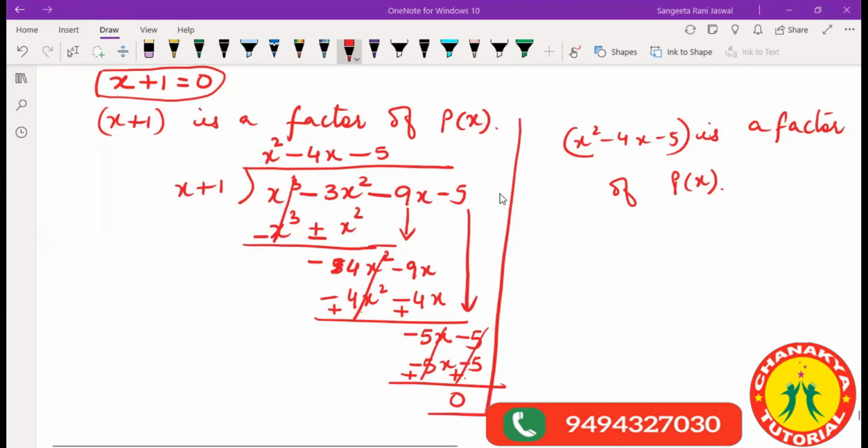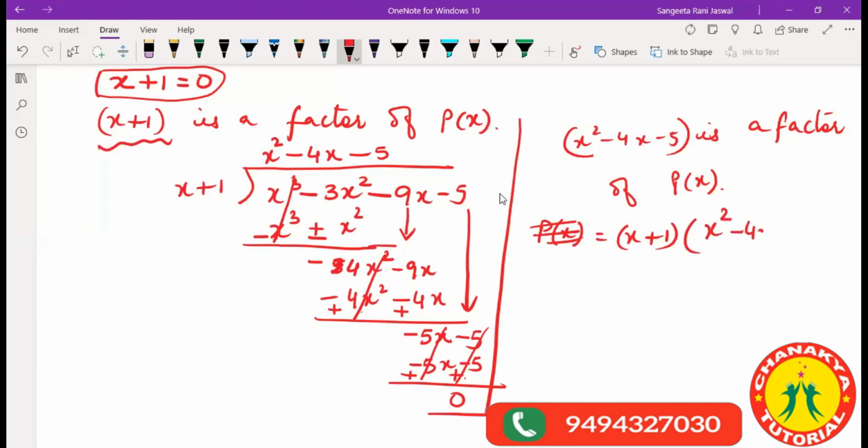Okay, so we have got this in quadratic form. But we want it in this linear form. So what do we do? We will do the midterm splitting method. So here we have p(x) is equal to the factors of p(x), which were x plus 1, which we had already got, and x square minus 4x minus 5, which we had already got. And the other one is in the quadratic form.